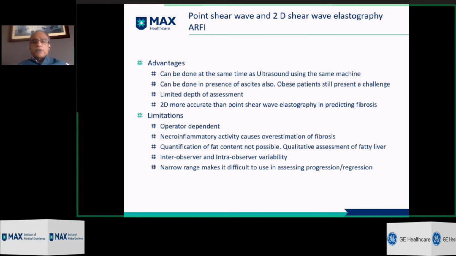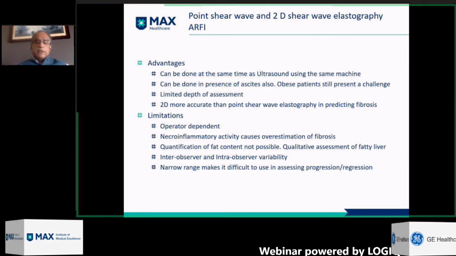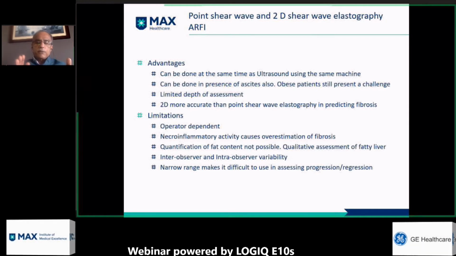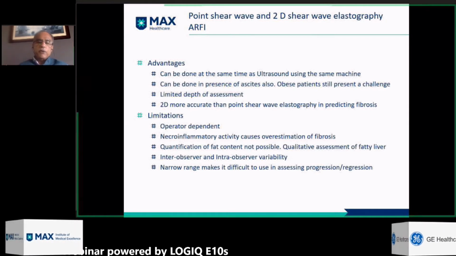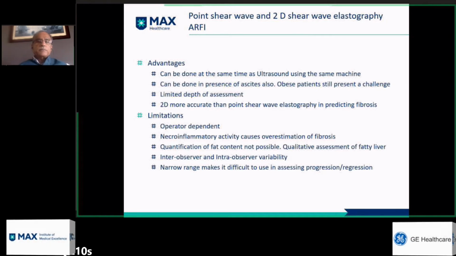The inter-observer and intra-observer variability exists. The range in terms of velocity is relatively narrow, so sometimes it makes it difficult to assess the improvement or regression or progression of fibrosis. Next slide, please.